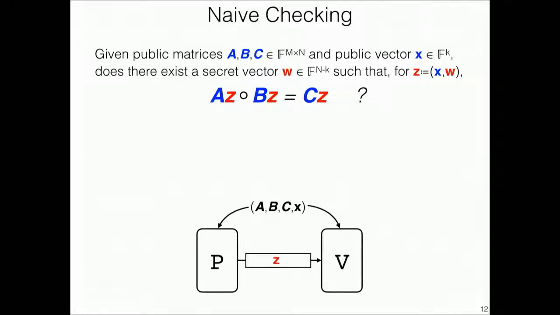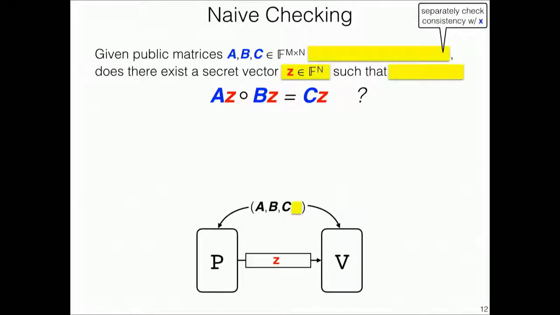Now, the naive way to check this problem would be for the prover to send to the verifier this secret Z, that contains W inside it. Now, let's forget about X. Let's assume that this matrix is a square, so we can put aside all these details. The naive way would be to just send Z. This is naive because Z is large, at least as large as the entire computation, so I haven't really saved anything.